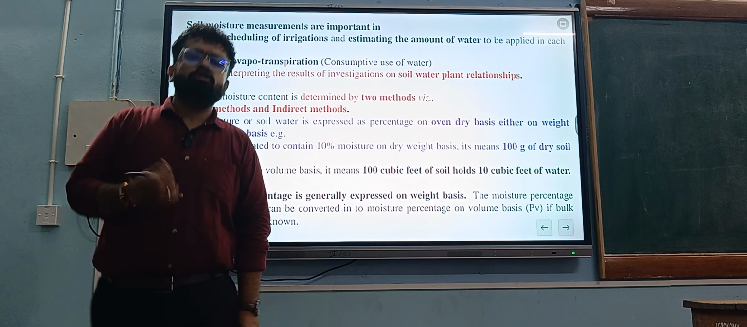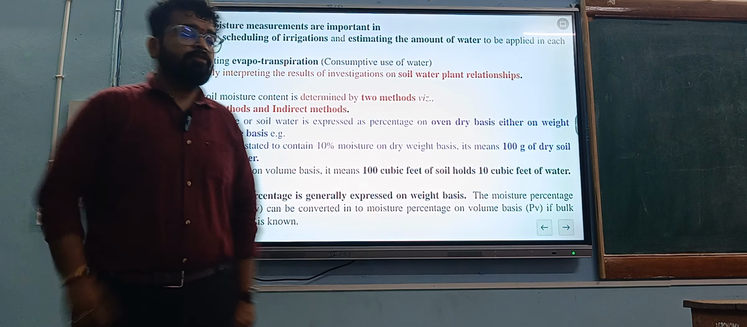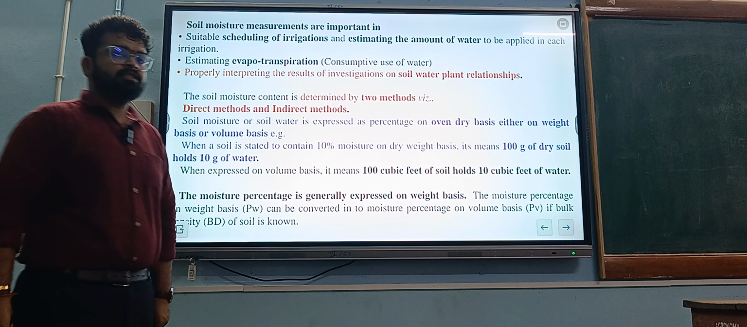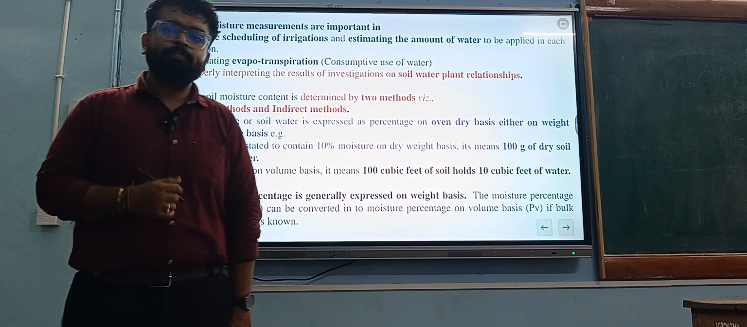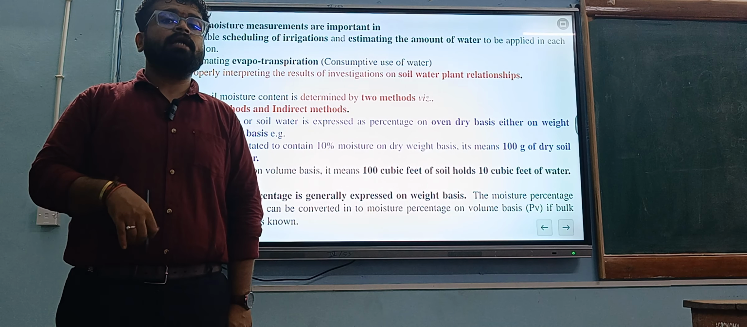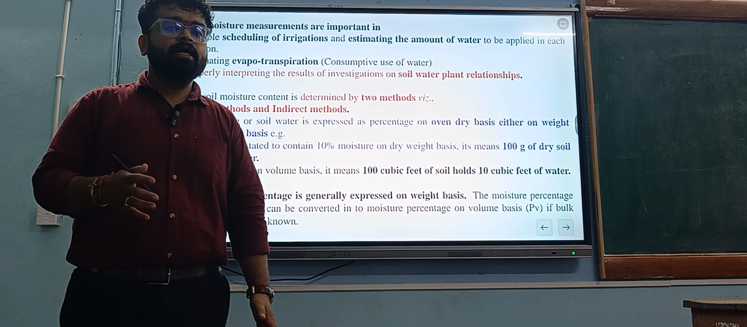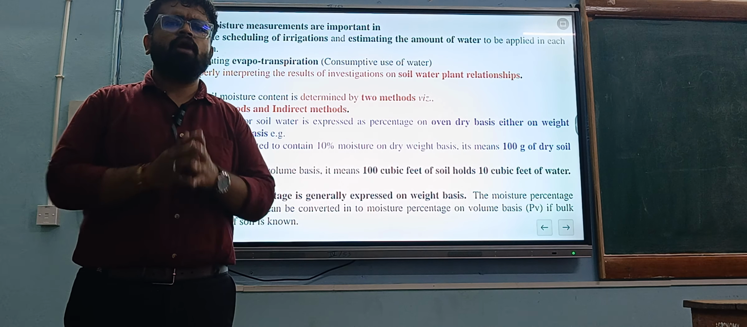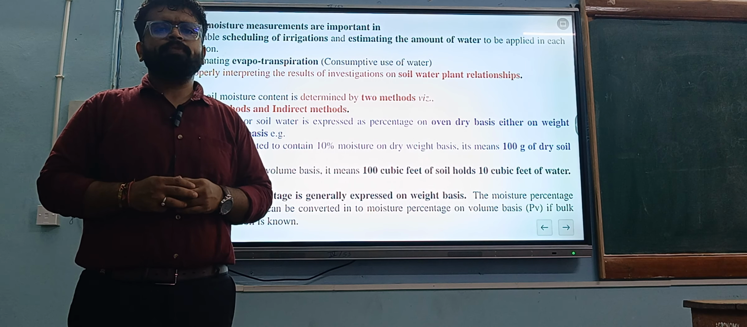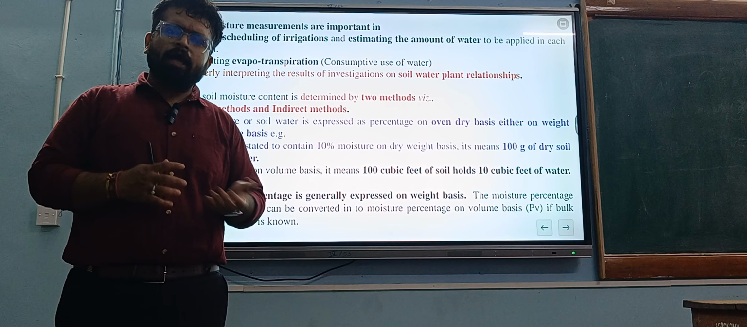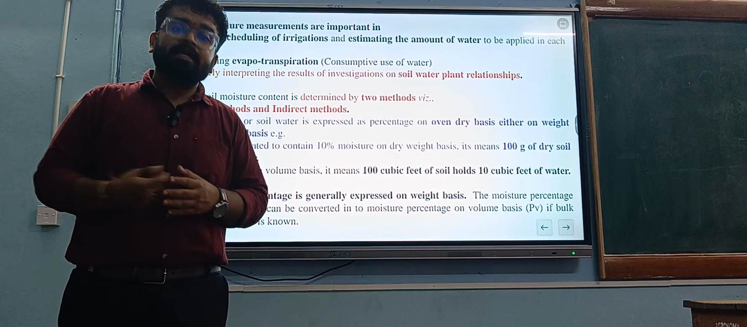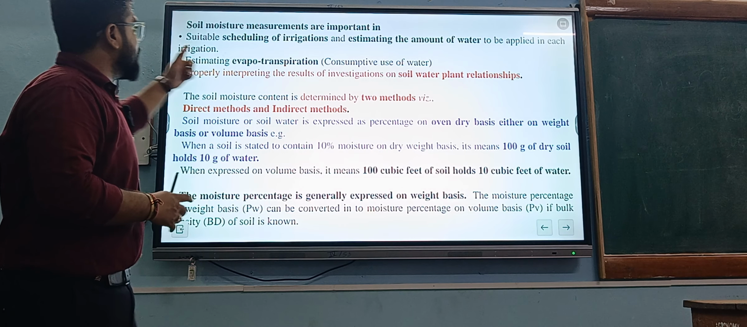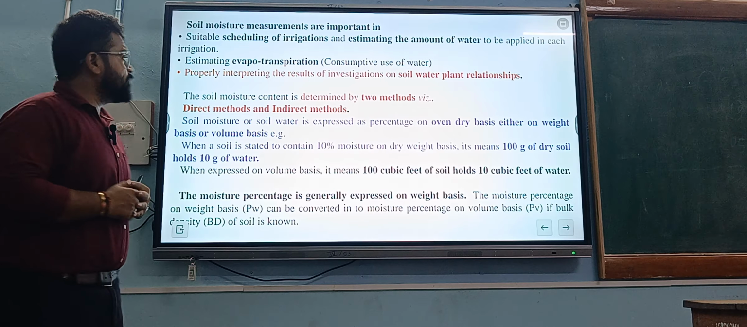And why is soil moisture measurement very important? The first is that it is important for scheduling of irrigation. What is scheduling? When to irrigate, how much to irrigate, at what time to irrigate and where to irrigate are determined by the scheduling of irrigation. Through various techniques we have approaches in irrigation scheduling: the climatological approach, the soil moisture depletion approach, and the plant indices approach. So in scheduling of irrigation, soil moisture measurement plays a very important role.